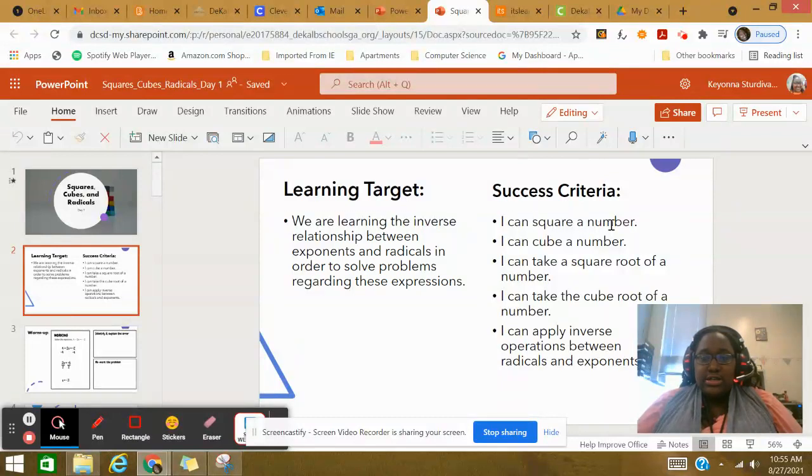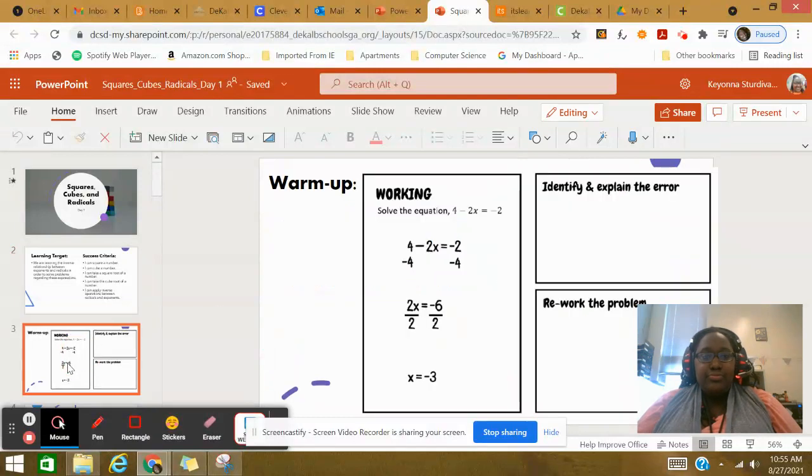Your success criteria is: I can square a number, I can cube a number, I can take the square root of a number, and I can take the cube root of a number. And then finally, I can apply inverse relationship or inverse operations between radicals and exponents. If you are copying your notes through the video, this is a good time to pause and copy down your learning target and success criteria on the opening sheet.